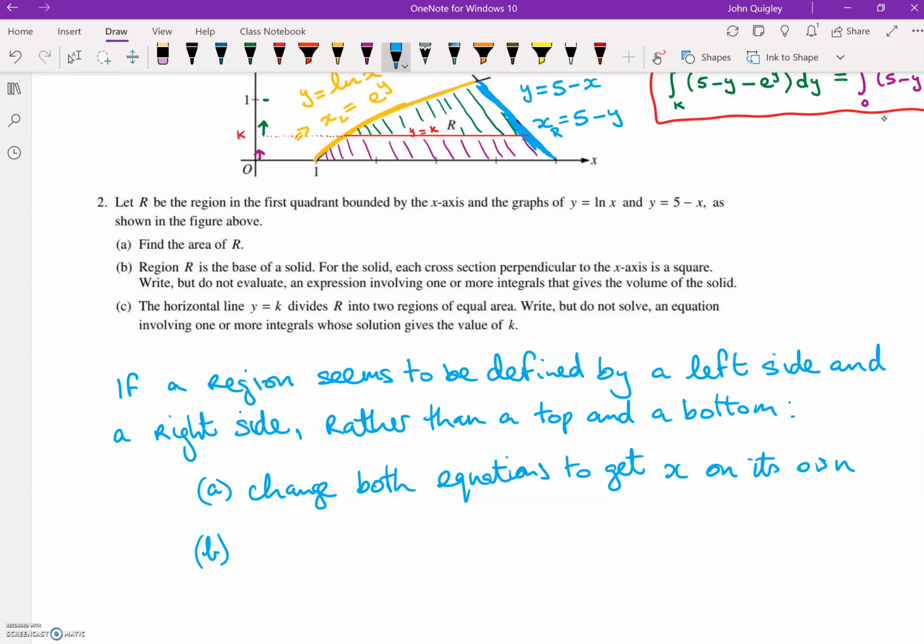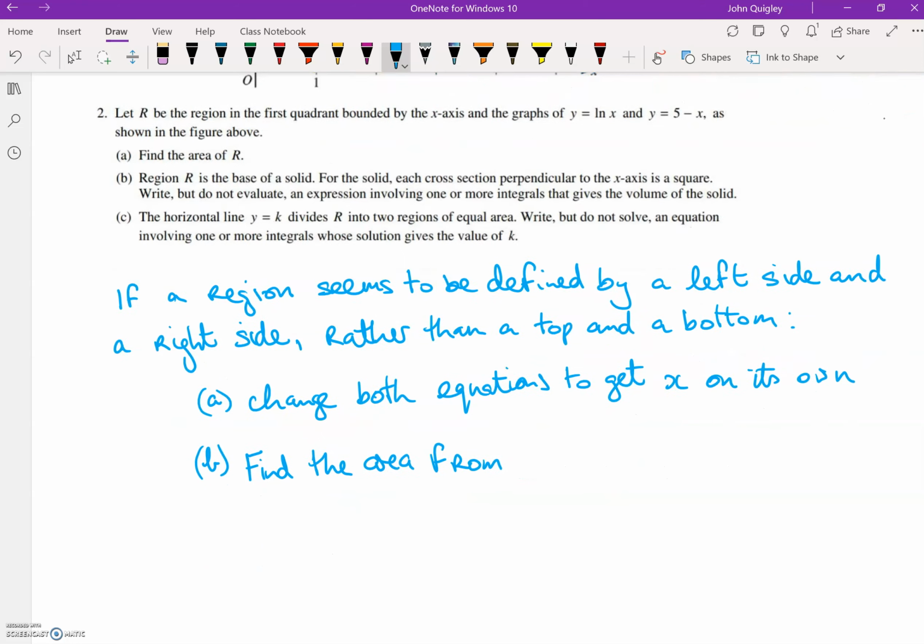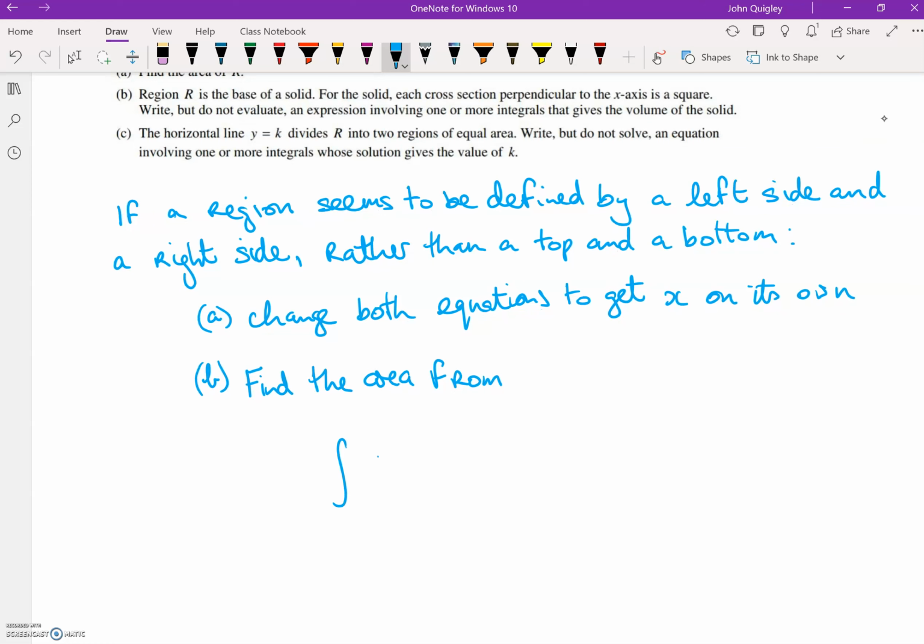B, find the area from the integral of xr minus xl dy, from the lowest y coordinate to the highest y coordinate.